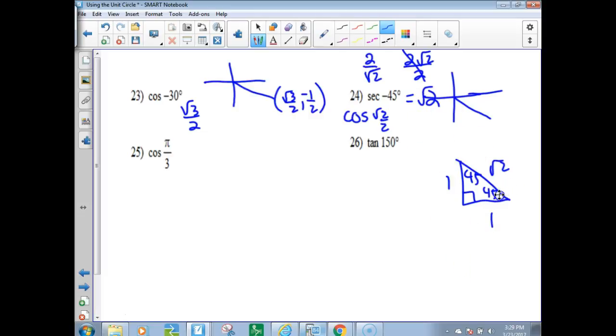You can do it off the triangle too. But know what sign it is there.